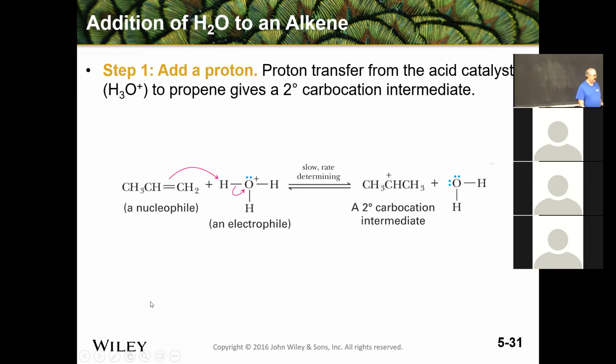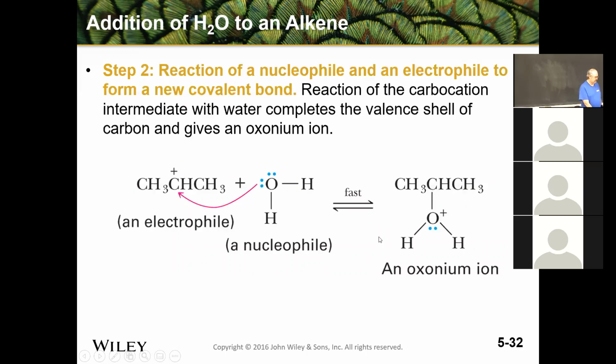Water is not acidic enough for this first step. So if you add an acid catalyst, a strong acid like sulfuric acid, the alkene picks up a proton from hydronium, and the more stable secondary carbocation is formed. What happens next is water adds to that middle carbon. We get what's called an oxonium ion.